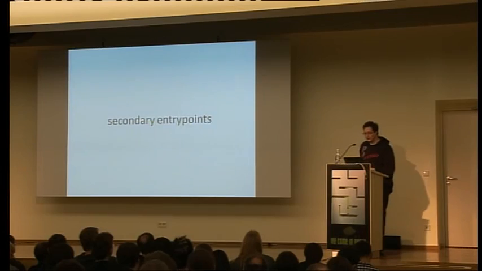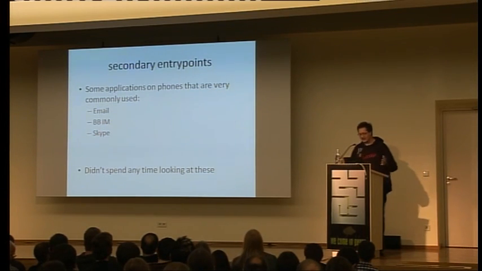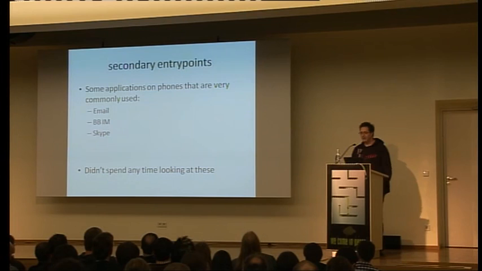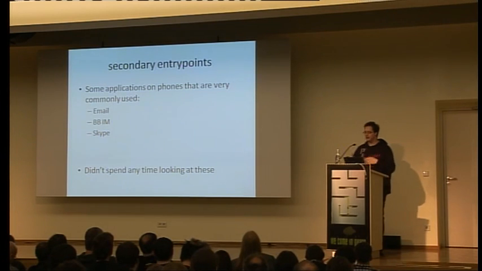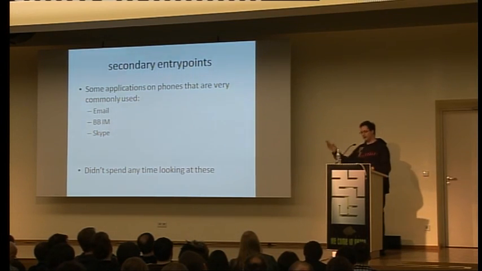I'll go into secondary entry points. Because I sort of rushed this thing together, I didn't have enough time to look into the secondary entry points. Most smartphones these days have email. Obviously, there's interesting stuff in there: vCard parsing, HTML, email headers, attachments, but I haven't looked at it. I will in the future, but I haven't gotten there yet.